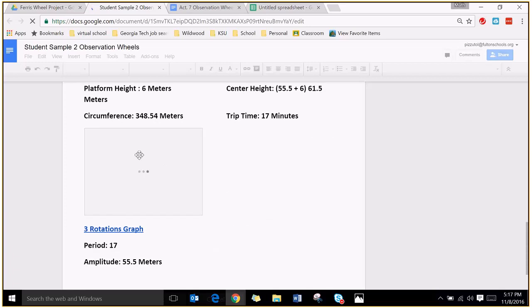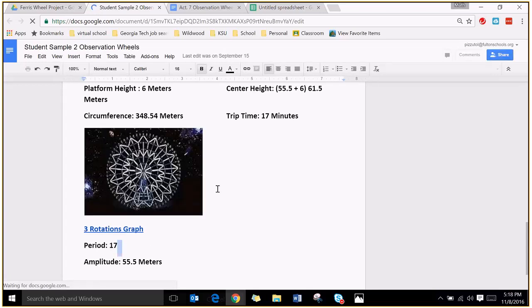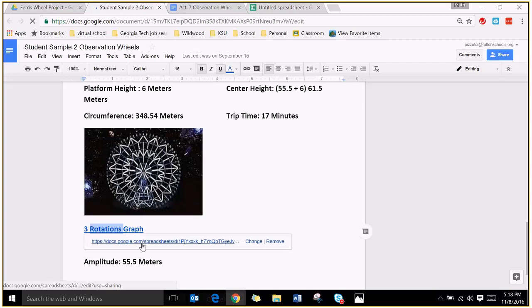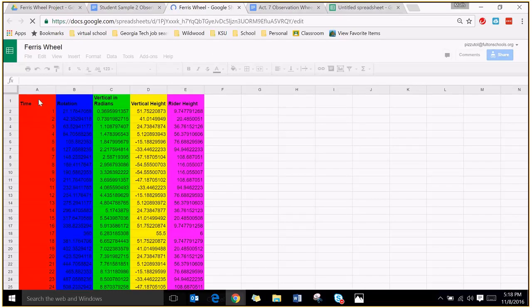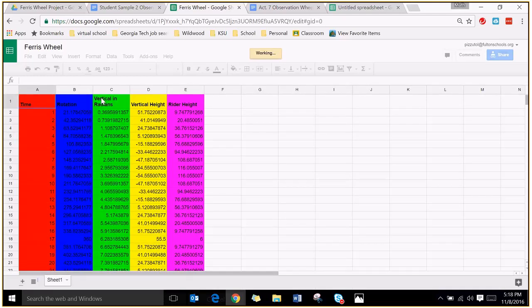You have your image. My image is having a hard time coming up, but actually, there we go. And then here's where your hyperlink is. You hyperlink your Google Sheet. And when you get to your Google Sheet, see how I've got all my values there? There's my time, rotation, vertical and radians, vertical height, rider height. It's still filling out because you also then have a graph.